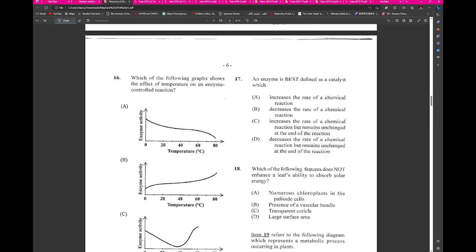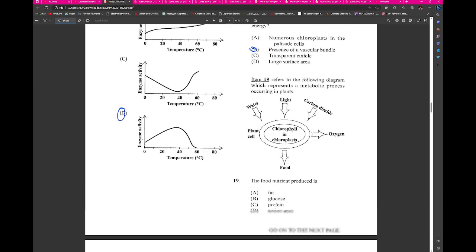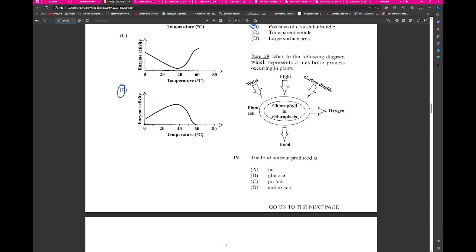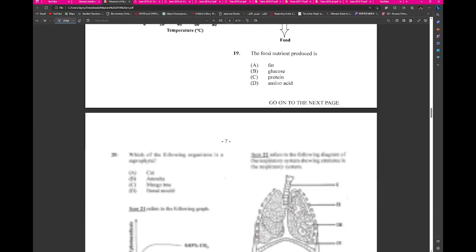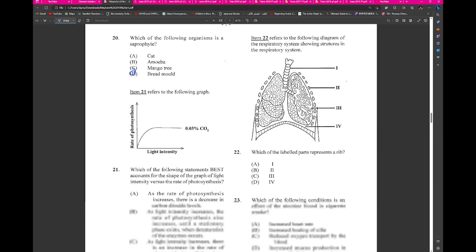An enzyme is best described as a catalyst which increases the rate of chemical reactions and is unchanged at the end. Which of the following features does not enhance a leaf's ability to absorb solar energy? Presence of the vascular bundle has nothing to do with that. The food nature produced here is glucose. Which of the following organisms is a saprophyte? Right? Bread mold is a saprophyte.